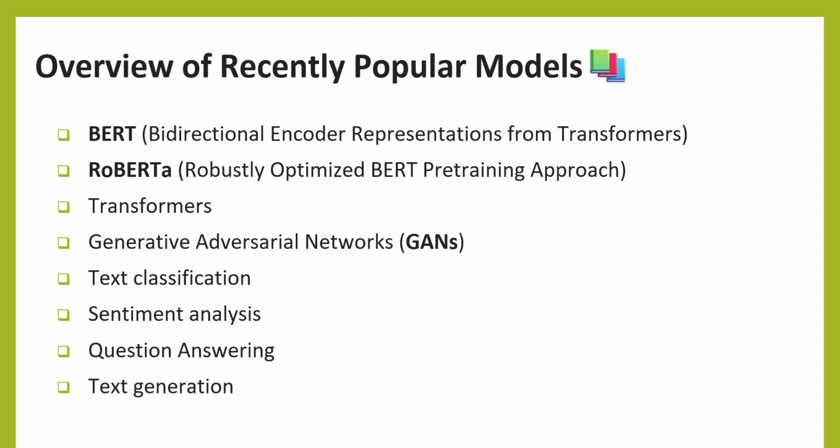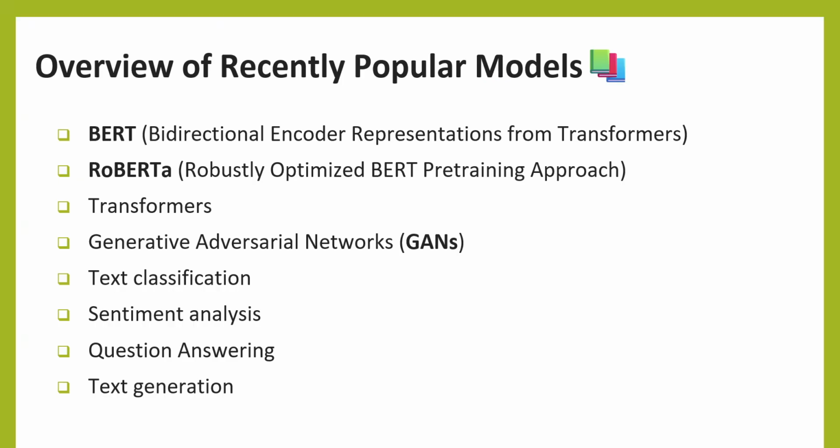Transformers is a type of neural network architecture that uses a self-attention mechanism to model relationships between the input elements. GAN is a type of deep learning model that uses a generator and discriminator to generate new data samples that are similar to training data.